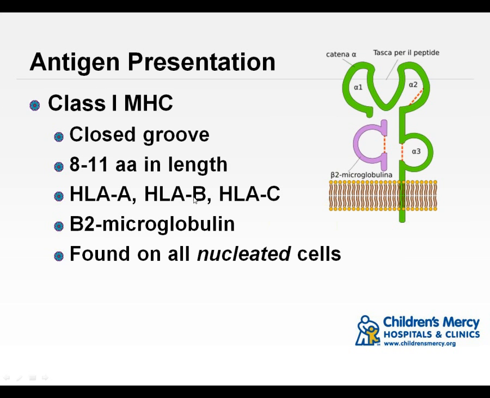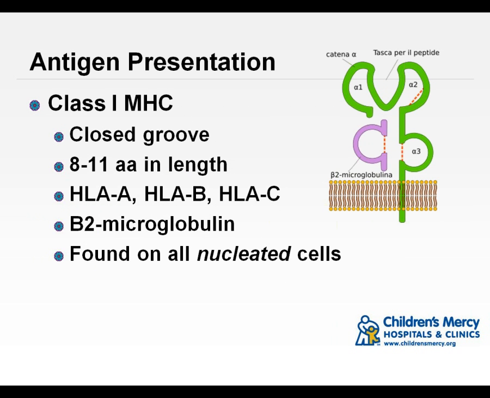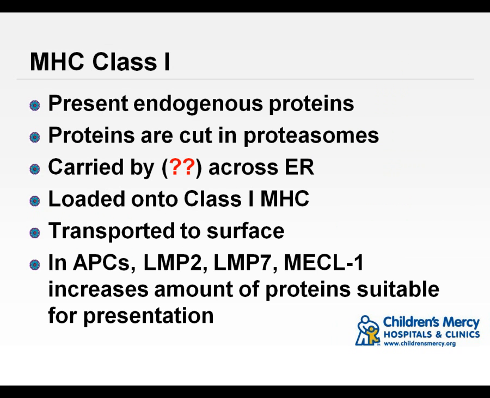There are 3 different types of class 1 MHC: HLA-A, B, and C. And class 1 MHC is found on almost every cell in the body. That's not exactly true. What is true is that it's every nucleated cell in the body, so it wouldn't be found, for example, on red blood cells. But almost every cell in the body can present to a CD8 T cell because they'll have class 1 MHC. Not true of class 2, but we'll talk about that in a second.